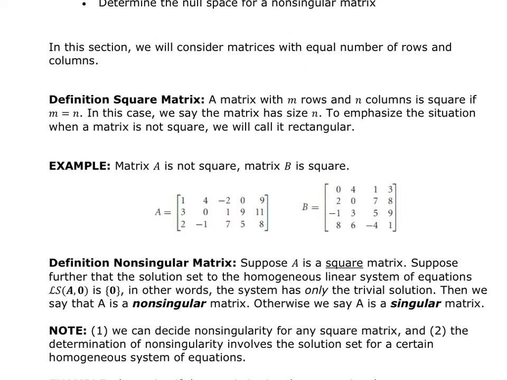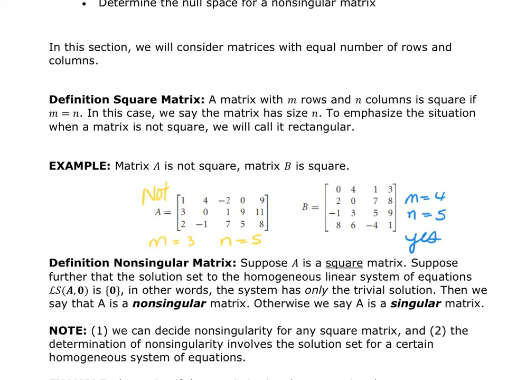Now, for my A matrix, my number of rows is 3, but my number of columns is 5. So clearly you can see it's not square. This is not a square matrix. Then on B, I have got 4 rows and 5 columns, so it is a square matrix.